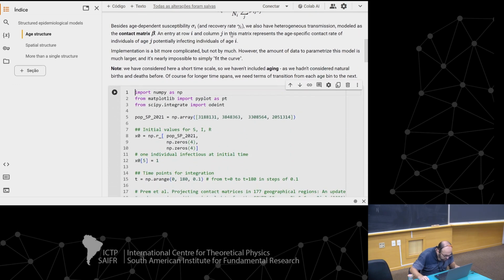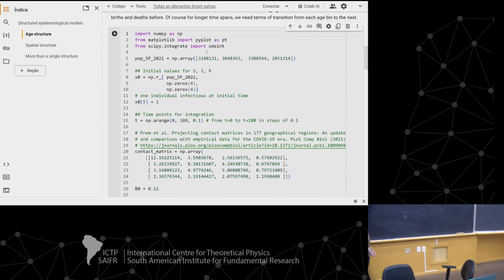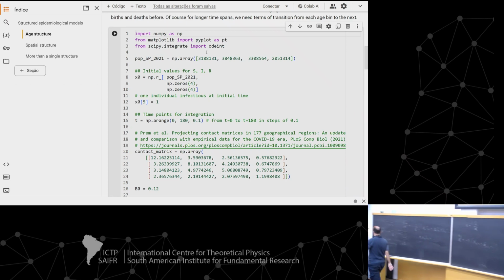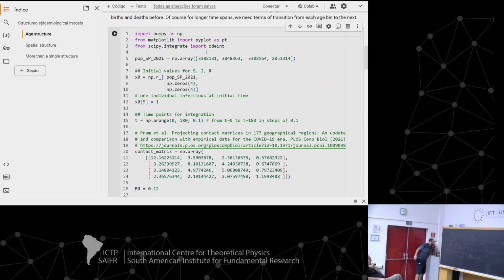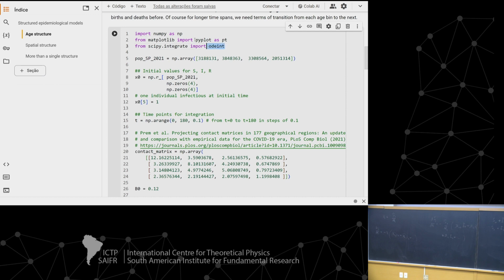So let's look at this example here. Let's try to solve this model. I think it's better to turn off the lights. Okay, so this part is exactly the same as before, just importing libraries. Here I took an example that is the population of São Paulo in 2021.